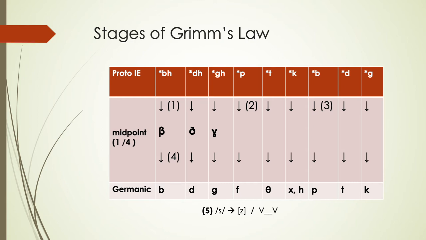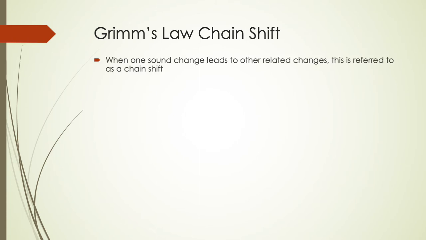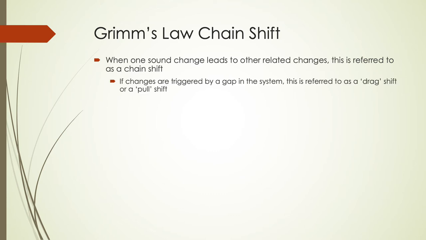And this is seen as an important ordering because there's a chain shift taking place. So this happens very commonly with sound changes, where as one sound changes, it can lead to other related changes that create the sort of chain of events that takes place. And so typically this can happen when there's a gap in the system. This one is referred to as what's known as a drag shift or a pull shift, because it's pulling things into a gap that's created in the system.